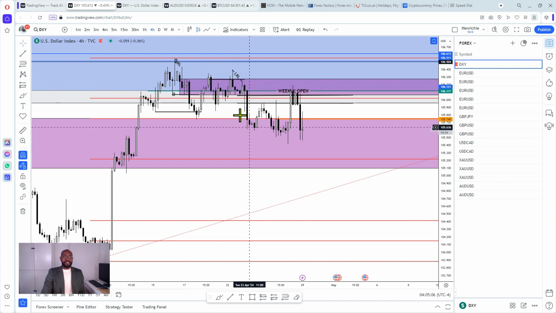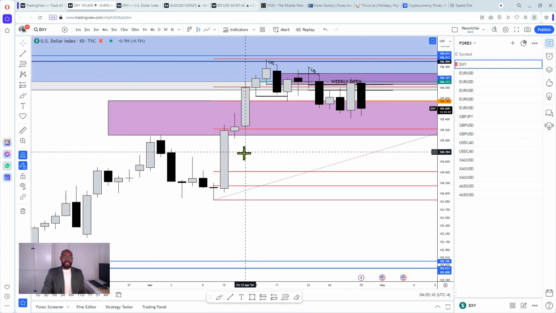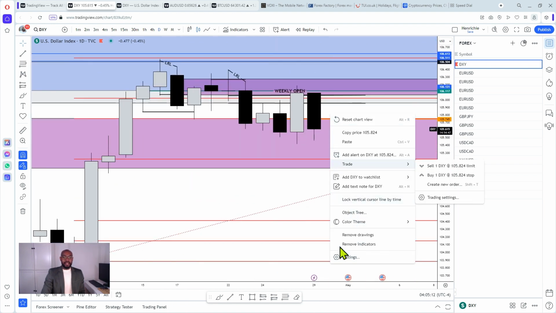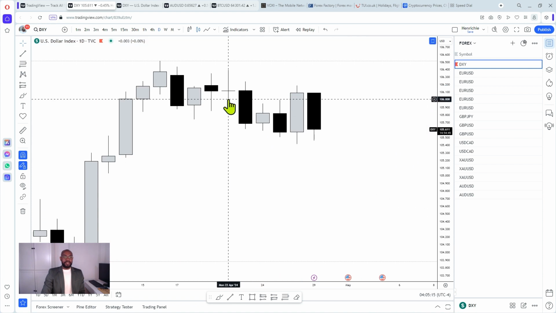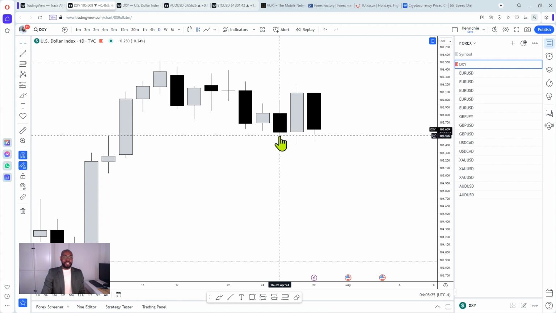So after this drop to the downside, we had this daily inefficiency resting right here. I'm just gonna for one second clear my chart so you can see it very clearly. So we had this daily inefficiency resting right here. I was anticipating a mitigation of this daily inefficiency, and as you can see, price came in there, mitigated it, dropped to the downside.